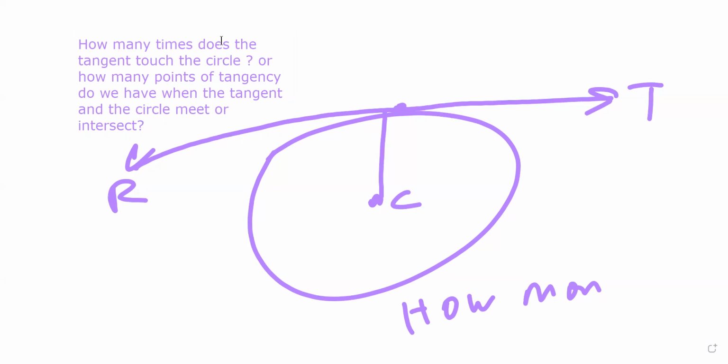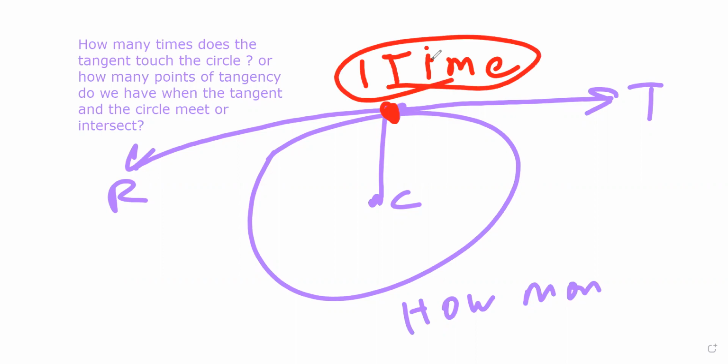Now, if you look at this carefully, when the tangent and the circle intersect, it touches only 1 point. Only one time. This is always so.